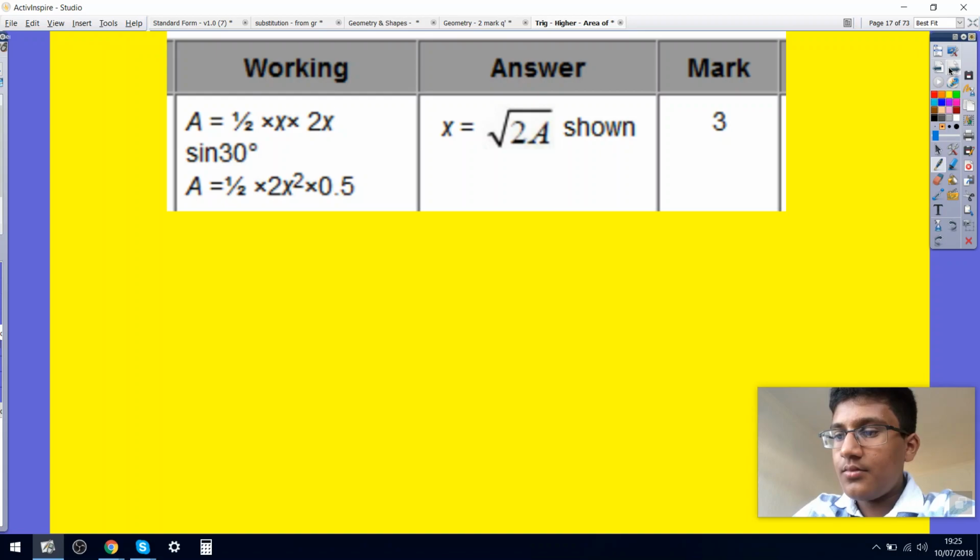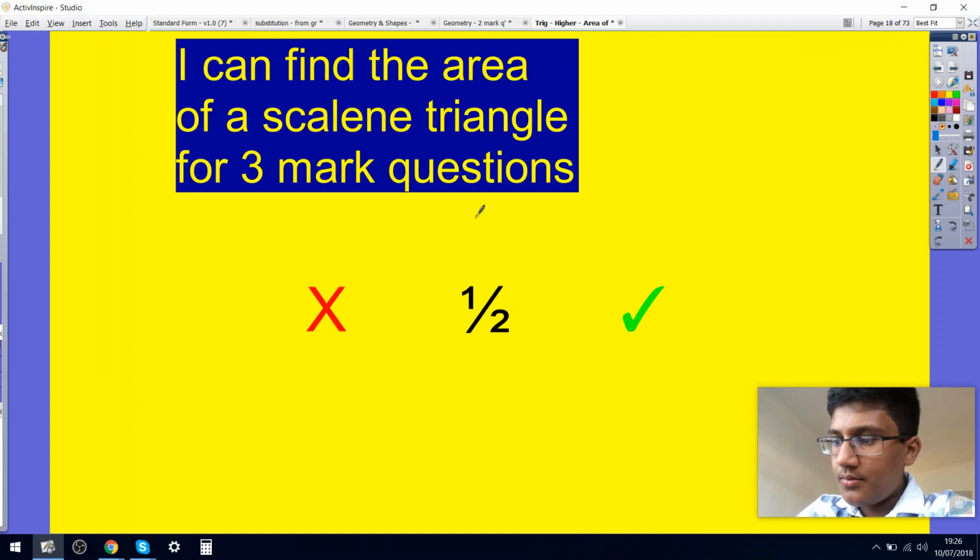Okay. X a half tick, area of a scalene triangle for 3 mark questions. I think so. That would be a tick there. Yeah, I agree.